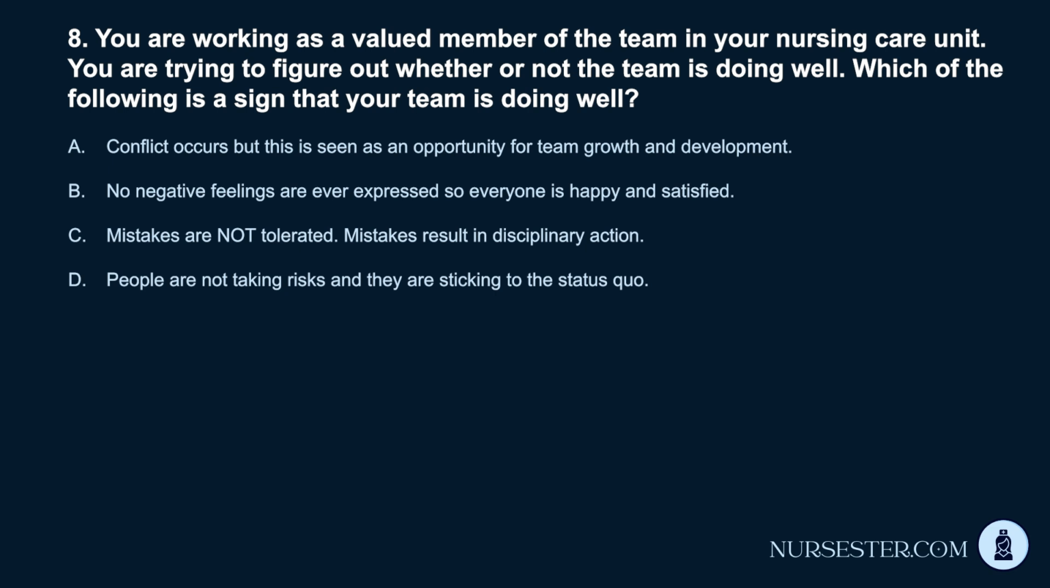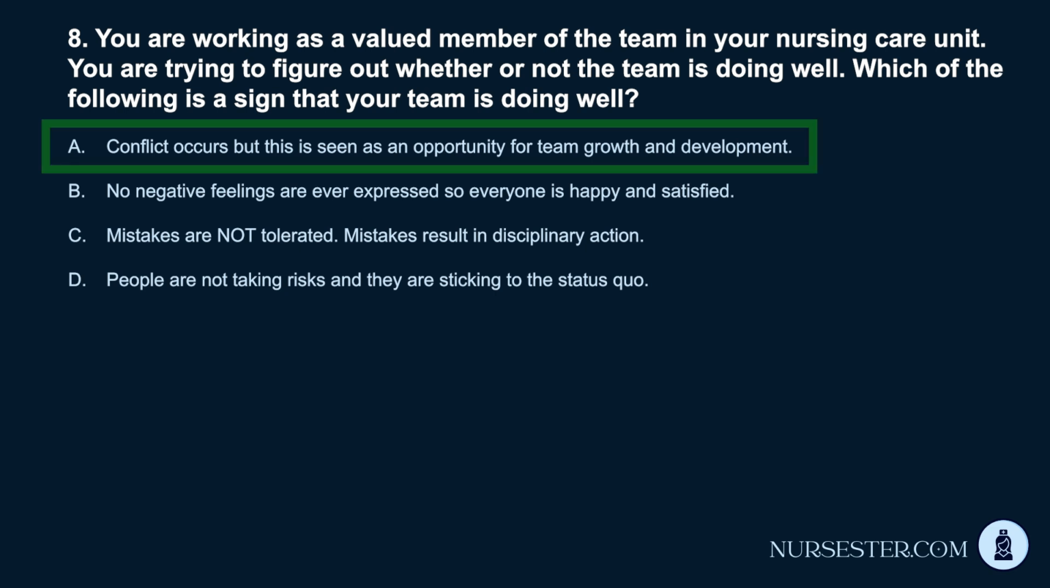B. No negative feelings are ever expressed, so everyone is happy and satisfied. C. Mistakes are not tolerated. Mistakes result in disciplinary action. D. People are not taking risks and they are sticking to the status quo. Correct answer: Conflict occurs, but this is seen as an opportunity for team growth and development.